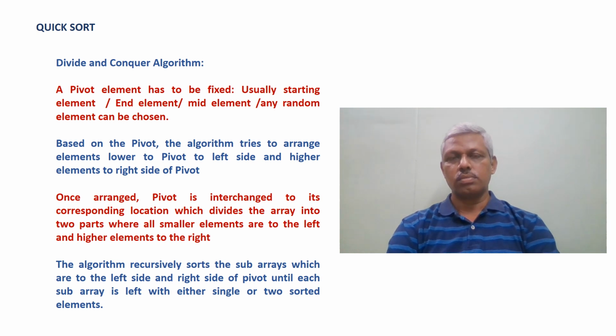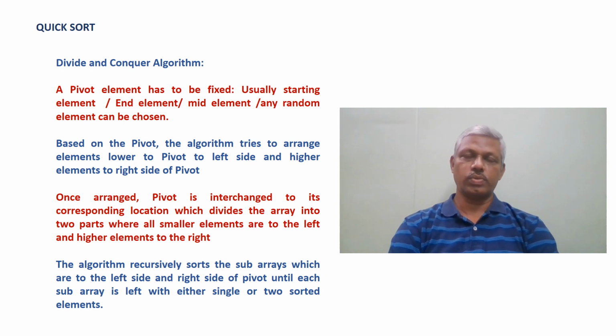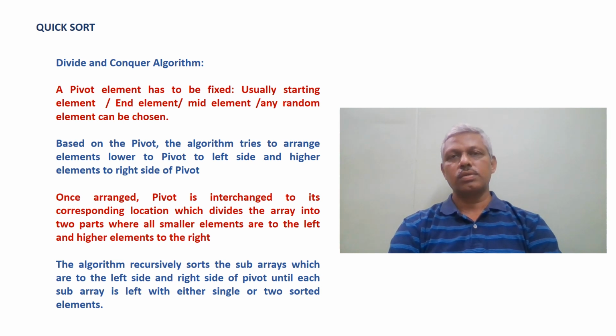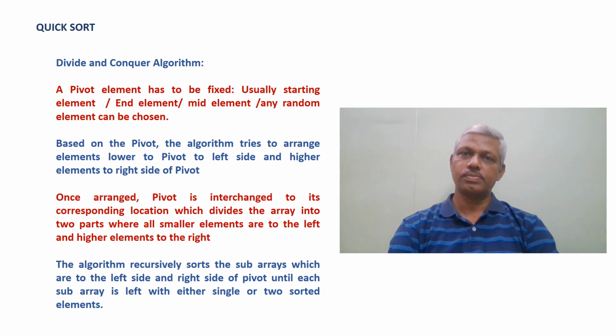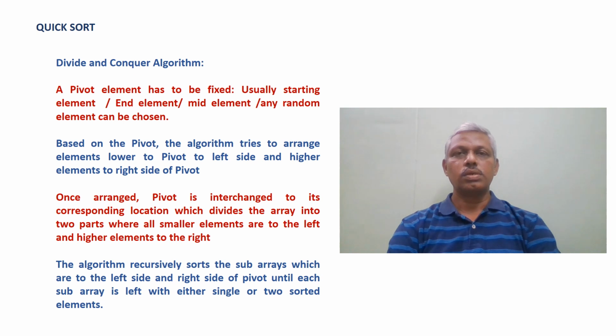But in the usual practice, people will take either the last one or the first one, or sometimes the middle one. Now once we take the pivot element, this algorithm tries to identify the elements which are less than the pivot element and places them on the left hand side of the pivot element. And the elements which are greater than the pivot element will be moved to the right side of the pivot element. And once they are arranged, the pivot element will be shifted to the corresponding location.